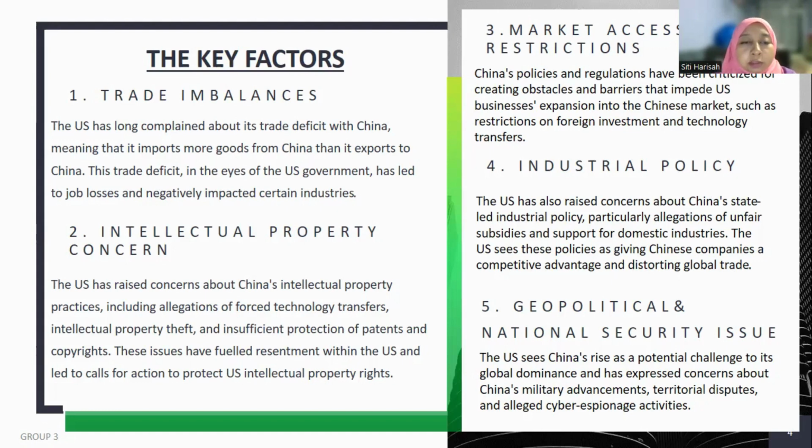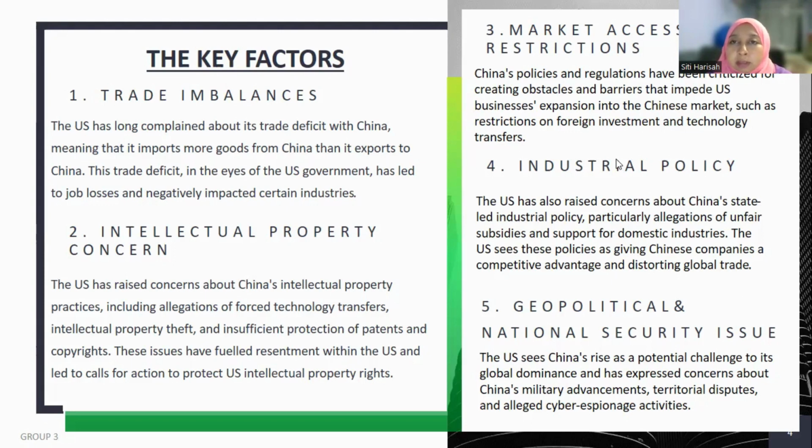Number two of the key factors is intellectual property concerns. The US has raised concerns about China's intellectual property practices, including allegations of forced technology transfers, intellectual property theft, and insufficient protection of patents and copyrights. These issues have fueled resentment in the US and led to calls for action to protect US intellectual property rights.